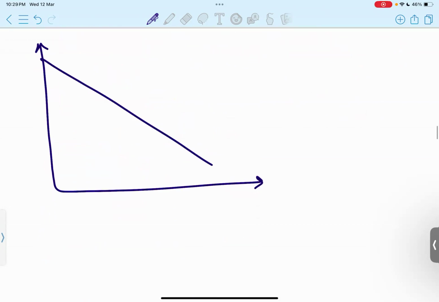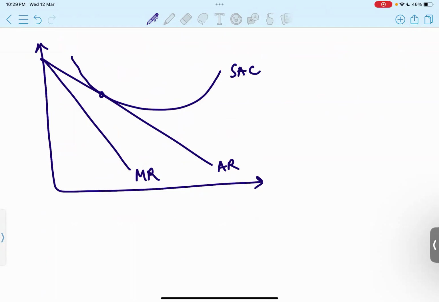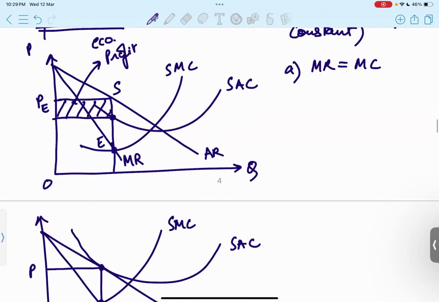Under the normal profits, we will see the same condition of tangency of the short-run average cost curve tangent to the average revenue or the demand curve, which gives us the price. And from this point, we will see the short-run marginal cost will pass. So we have marginal cost equal to marginal revenue. So this is under the normal profit condition. This is the first condition that we saw.